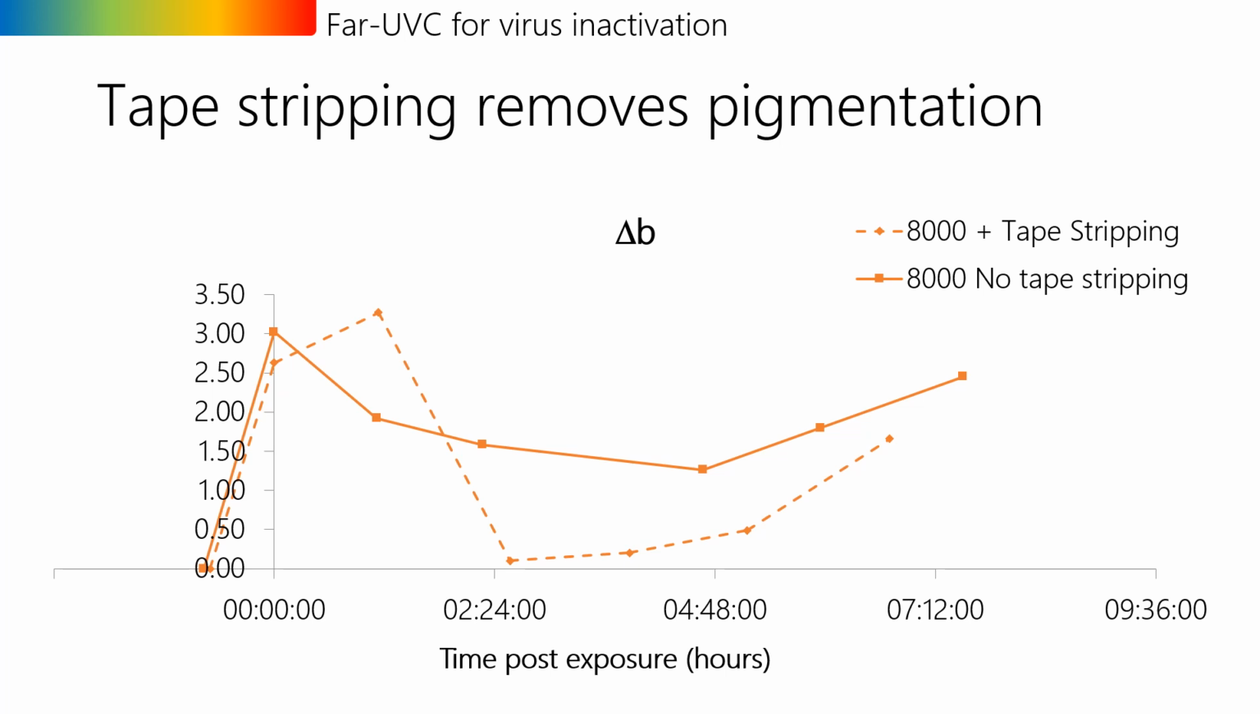The majority of the colour disappeared when the skin was tape stripped. Tape stripping is literally as it sounds. It's taking sellotape, placing it on the skin, and then removing the tape. And that was done 30 times. And as you can see on the graph, delta B drops right down to 0 following tape stripping.